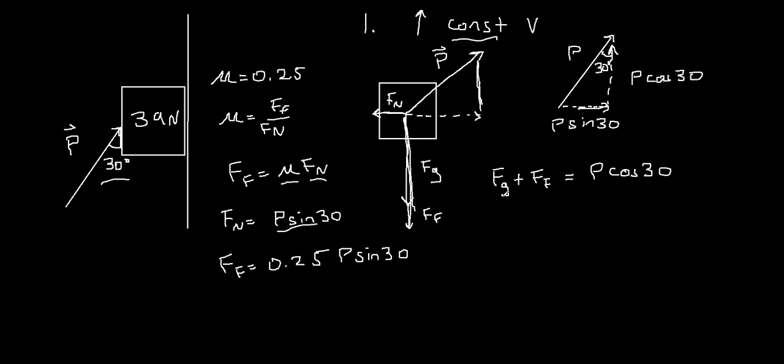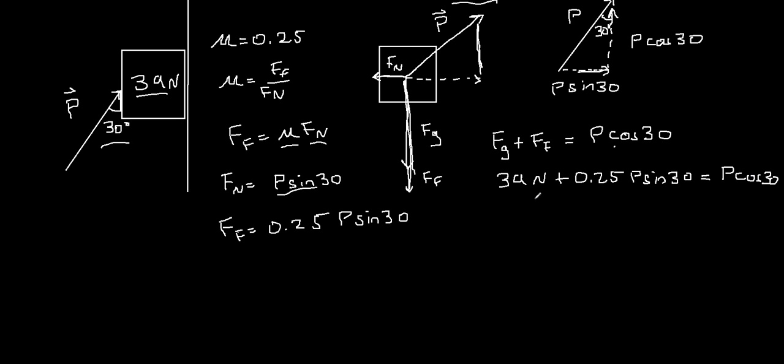Okay, so if we put that back in, what was your force of gravity? It was given, right? 39 newtons. 39 newtons plus force of friction is 0.25 times P sine 30 equals P cosine 30, right? P cos 30. Running out of space. Okay. So now you have one equation and one variable, right? You only have P to solve for. N is newtons. You don't have to worry about that. It's a unit.